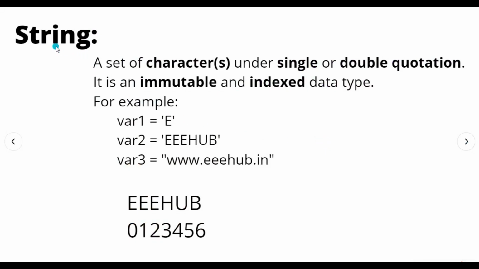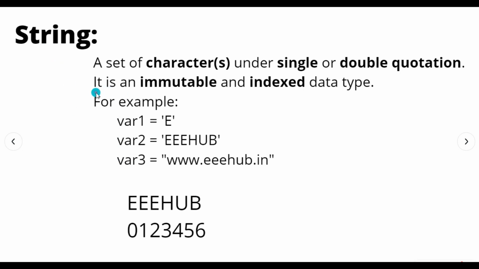So what is a string data type? In Python it is defined as a set of character or characters under single or double quotation. For example, variable 1 contains a character e inside the single quotation, so this will be the string data type. In variable 2, we are assigning a set of characters inside a single quotation. In variable 3, we have a set of characters inside a double quotation. So all these three variables will be a string data type.